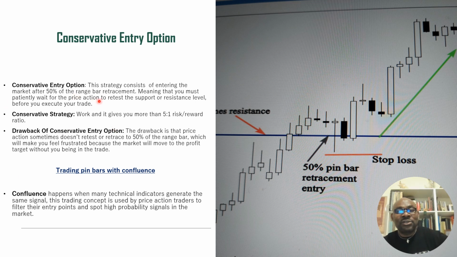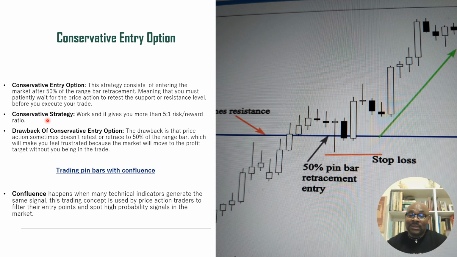So the conservative entry option. This strategy consists of entering the market after 50% of the range bar retracement, meaning that you must patiently wait for the price action to retest, to come back to that same support and resistance level, before you execute your trade. So it's very clear. The conservative strategy works and it gives you more than a 5-to-1 risk reward ratio. That is another thing, because by the time the price action comes back and retests, you are very sure that this is a clear uptrend or a clear downtrend.